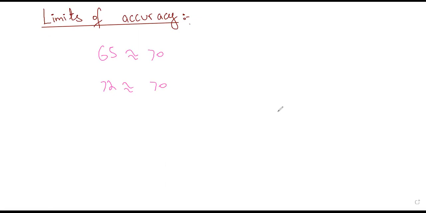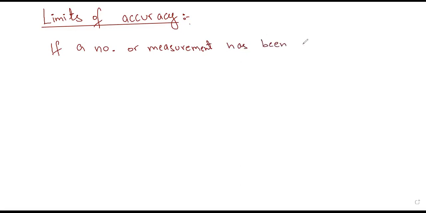In limits of accuracy, we need to find out the limits. By this I mean, let's say if a number or measurement, by measurement they mean sides of a table, length of a table, height of a room, something like that. If a number or measurement has been rounded, right? In the last class, we have been rounding numbers. This time we are given a rounded number, and we have to find what possible values that number could have.